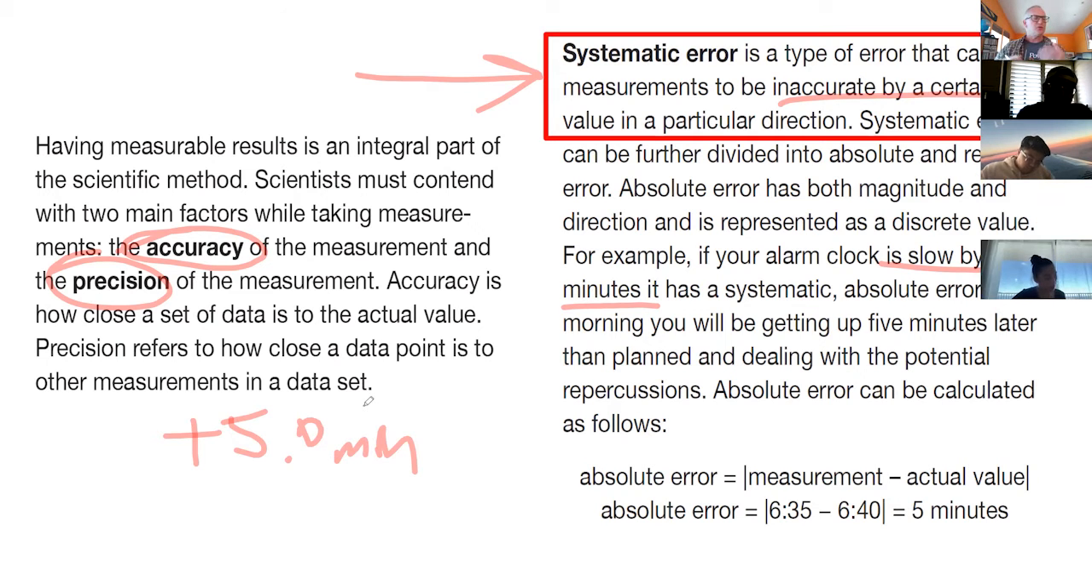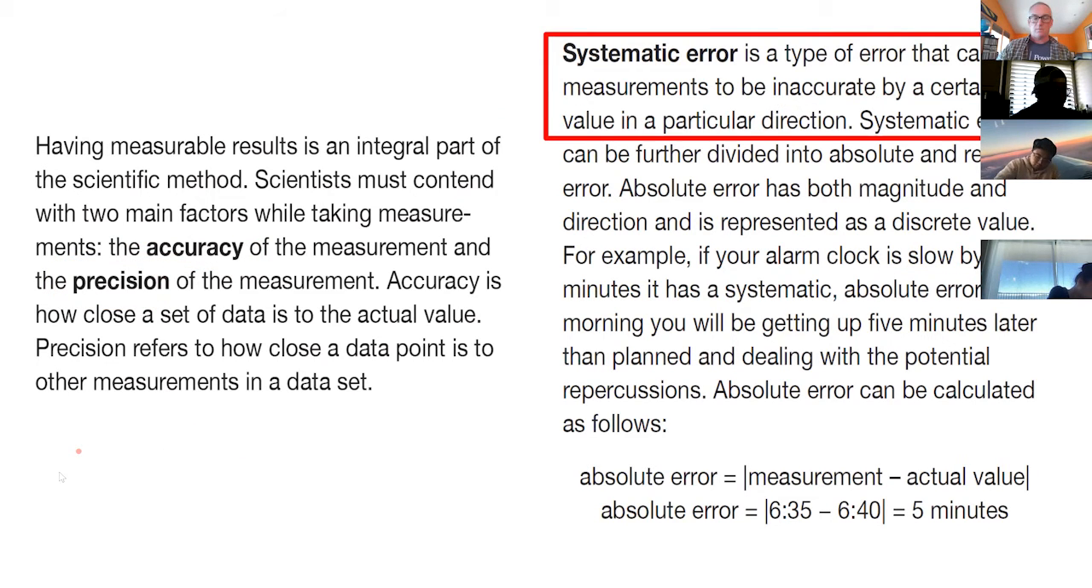But that's not true for everything. Sometimes it's going to be slightly higher or slightly lower, and we're not going to know exactly by how much. That is random error. And random error is something that we can't get away from, but we can calculate. So how are we going to calculate random error?